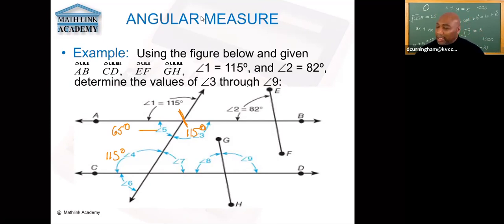Angle 7 is gonna be 65 degrees also. And I'm gonna say that because they're alternate interior angles. And alternate interior angles are equal to each other as long as those lines are parallel. And we said earlier that these lines are parallel to each other. And if we know angle 7 is 65, we know angle 6 is 65 because they're vertical. And we also know that this angle is 115 degrees.